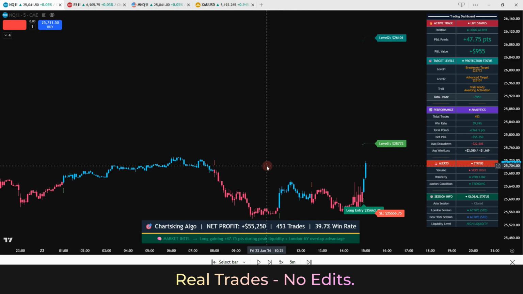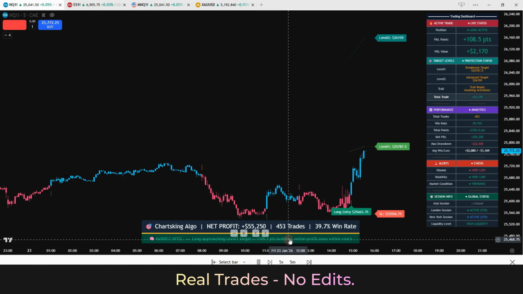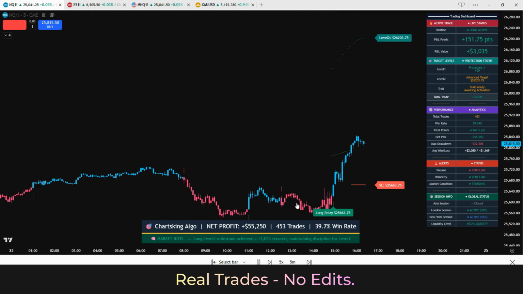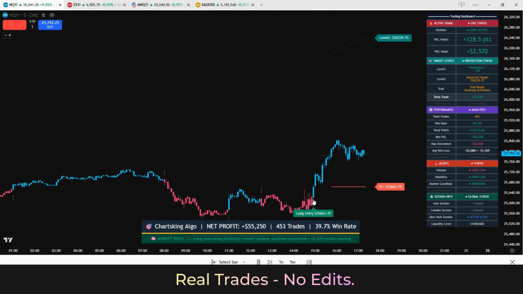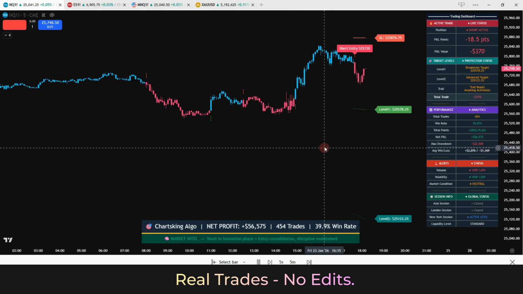We are going to walk through a real NQ trade using the replay feature right here on TradingView. Without any cherry picking, any prettiest trade, just the algo doing its thing, we will see how it works. Watch this. The market is moving, and there ChartsKing Algo prints the signal. That's your entry right here. Now look at what happens next.